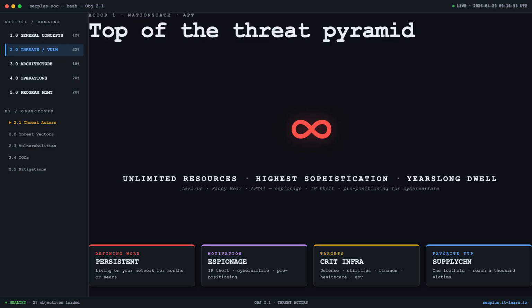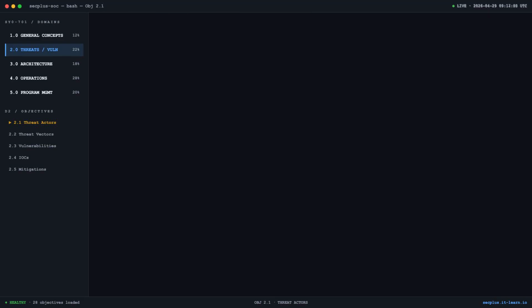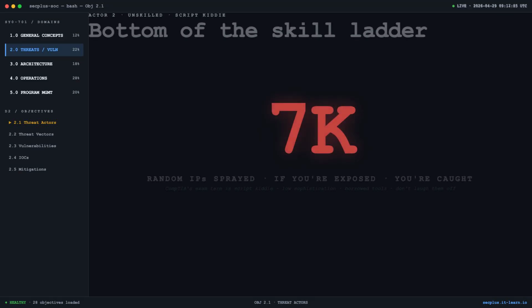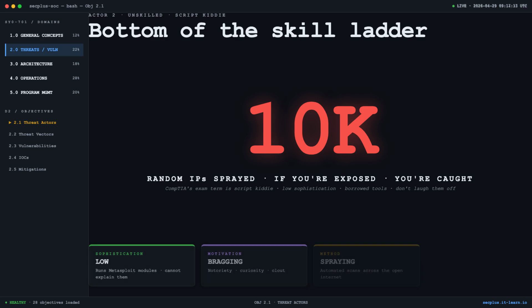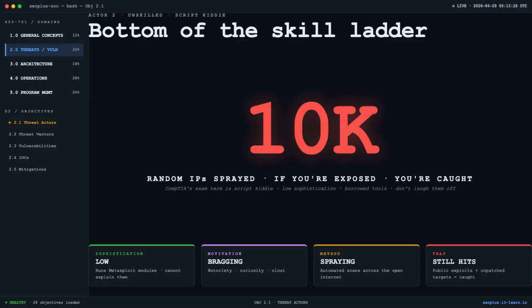Now flip to the bottom of the skill ladder. The unskilled attacker. CompTIA's official term is script kiddie, and yes, that is the label they will use on the exam. Sophistication is low. Resources are minimal. They run tools other people wrote. Metasploit modules, automated scanners, exploit kits, and most of them could not explain what the tool actually does. The motivation is bragging rights, curiosity, notoriety. Here is the trap though, do not laugh them off. Automated tools are powerful. A script kiddie running a public exploit framework against 10,000 random IPs will absolutely catch the unpatched ones. They are not targeting you, they are spraying the internet, and if you are exposed, you are caught.